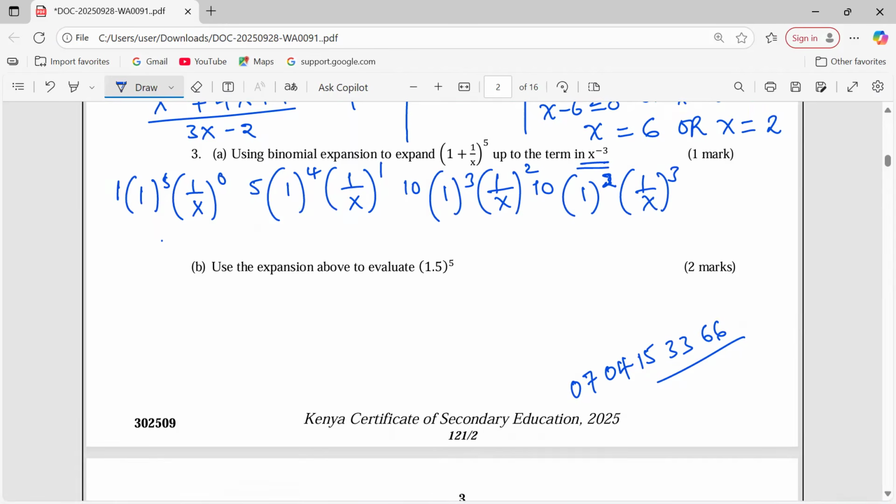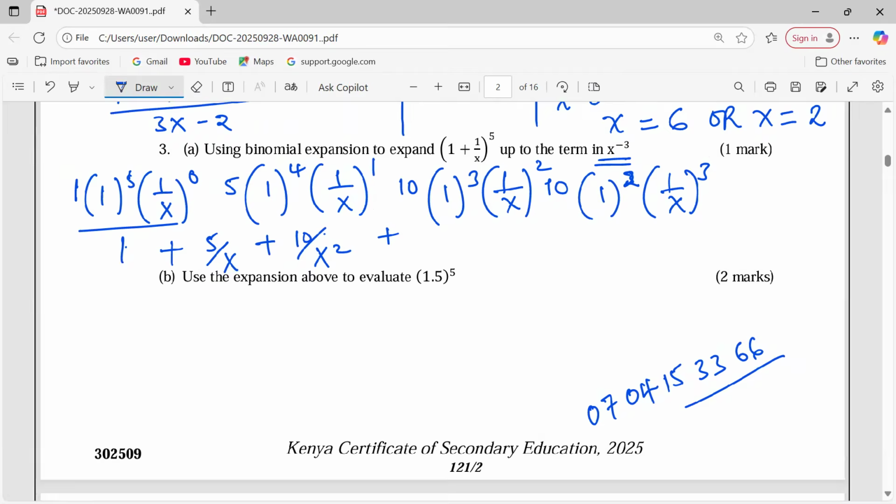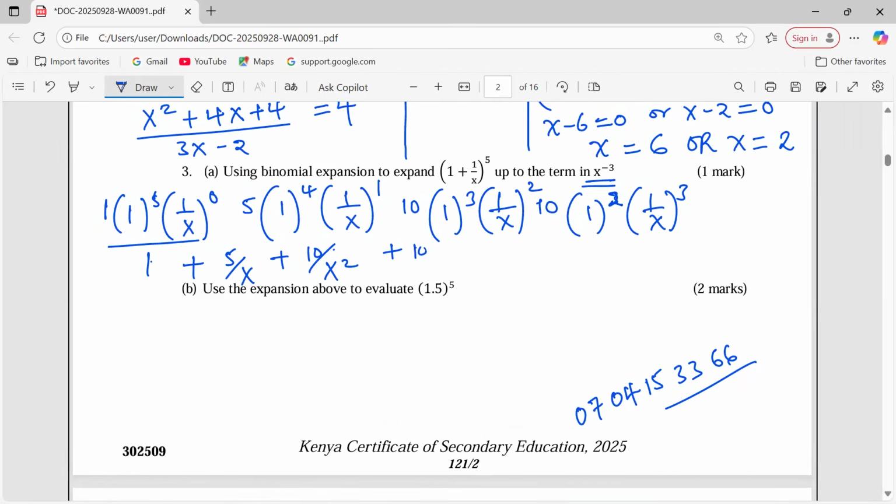So this is going to be 1 from the first term here. We're going to get 1 plus 5, and the other one remains the way it is, so 5 over x, then plus 10 over x squared, then plus 10 again over x cubed.